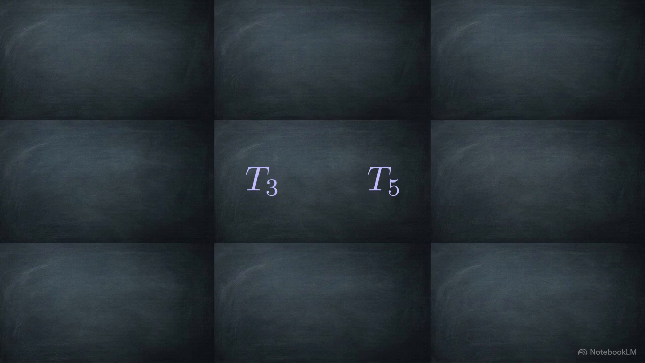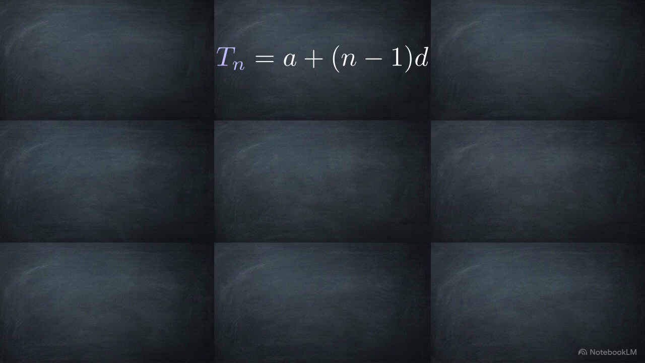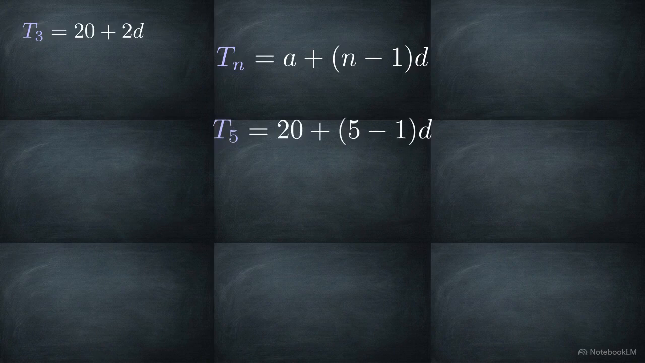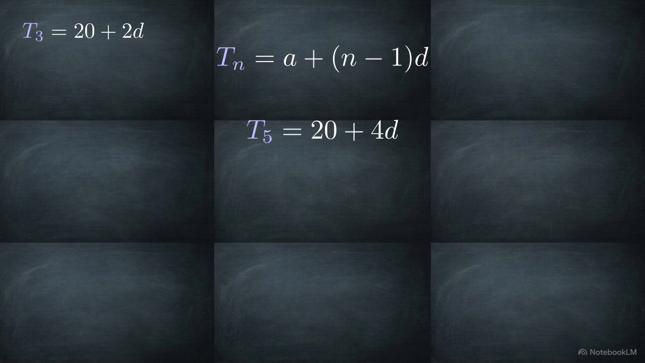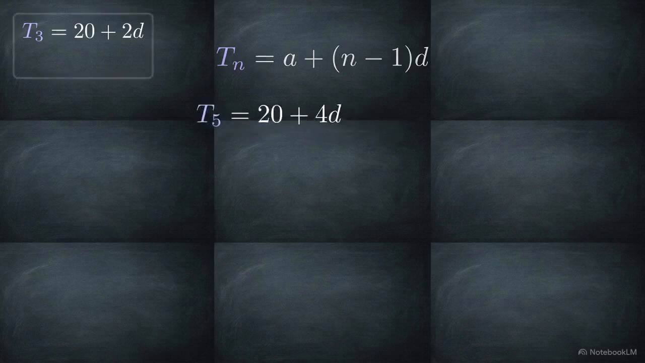To work with these, we need to create algebraic expressions for each, starting with the third term by setting n to 3. We substitute 20 for A and 3 for n. After subtracting 1 from 3, we see the third term is represented by 20 plus 2d. We apply that same logic for the fifth term by using 5 for n. This gives us our second expression, 20 plus 4d. By defining these two expressions, we now have the algebraic components necessary to build the equation described in the question.